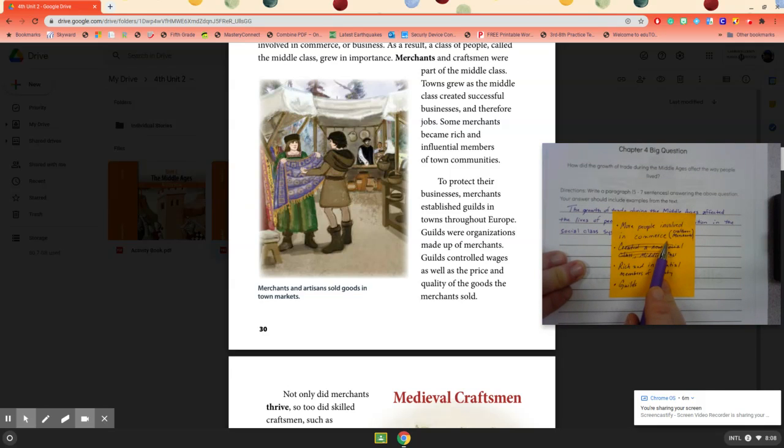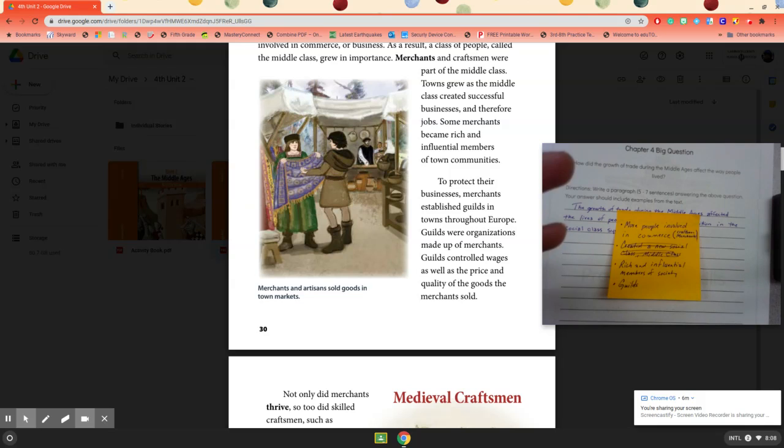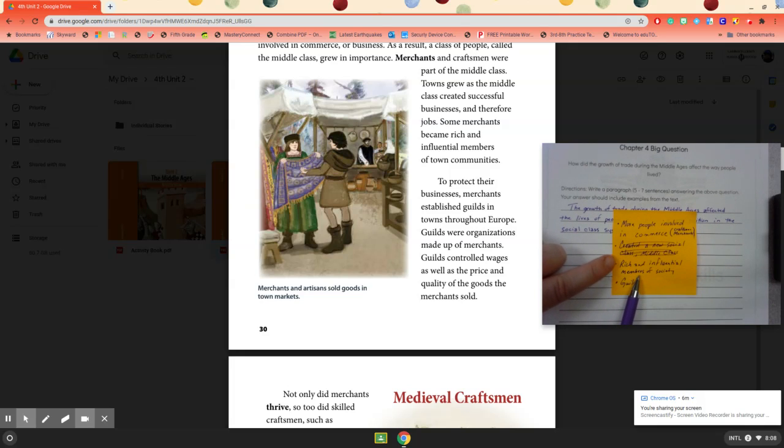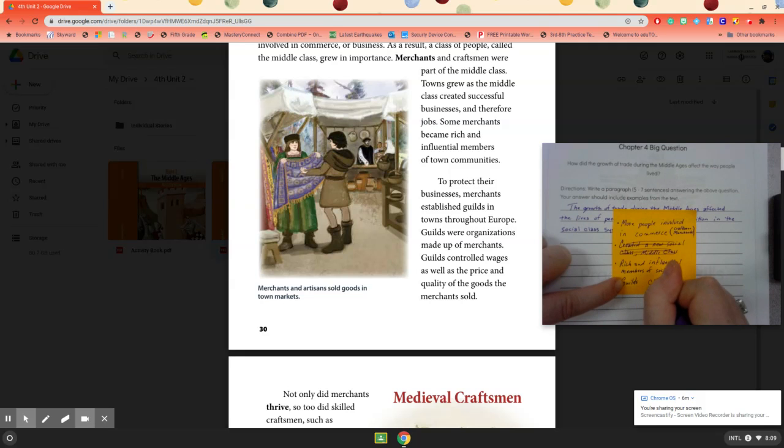And because of that, towns grew. That's in the text. You can find it. Also, as a result of trade, with more people coming into town, more people would buy things. And because of that, these merchants and craftsmen became rich. And with money comes influence. And then finally, to keep everything under control, they created guilds. And these guilds, tell me what the guilds did. And then you need a good closing sentence.